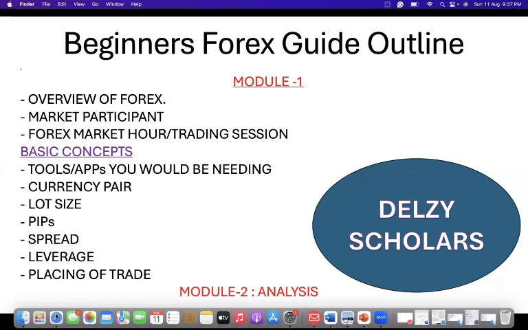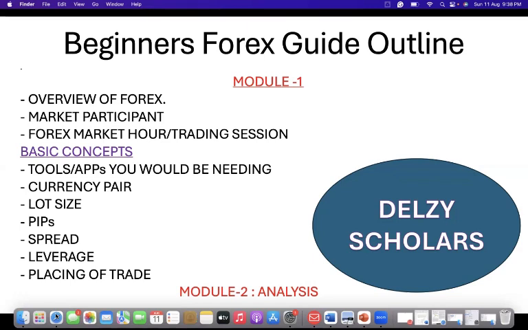Now, I also like to state here that the forex market is the largest traded market in the world. It is estimated that about $5 to $6 trillion is traded on the forex market daily. That's to tell you how big it is.